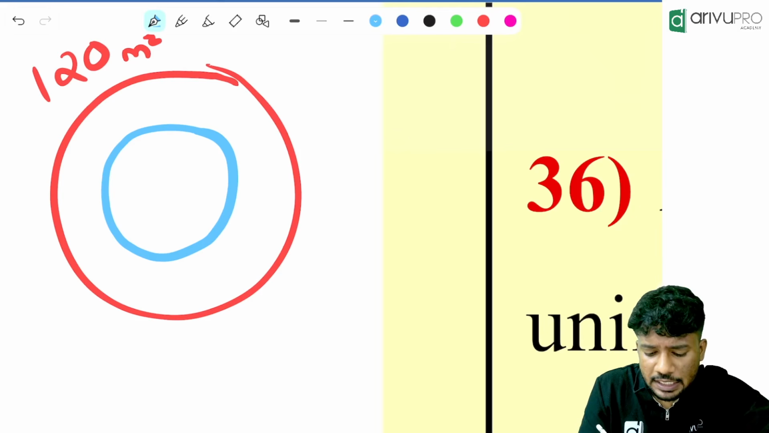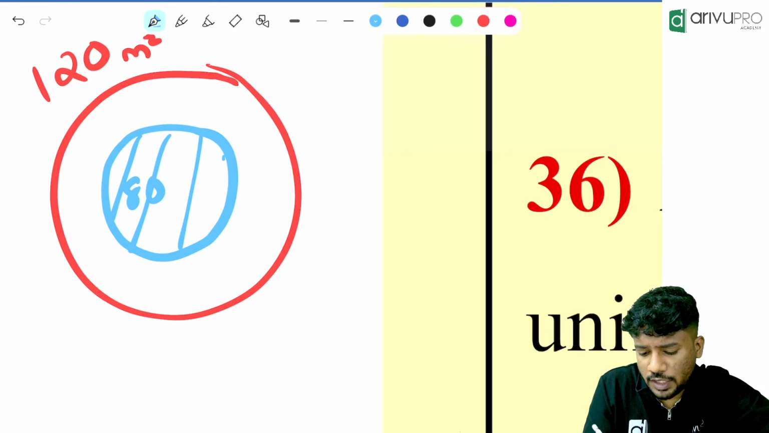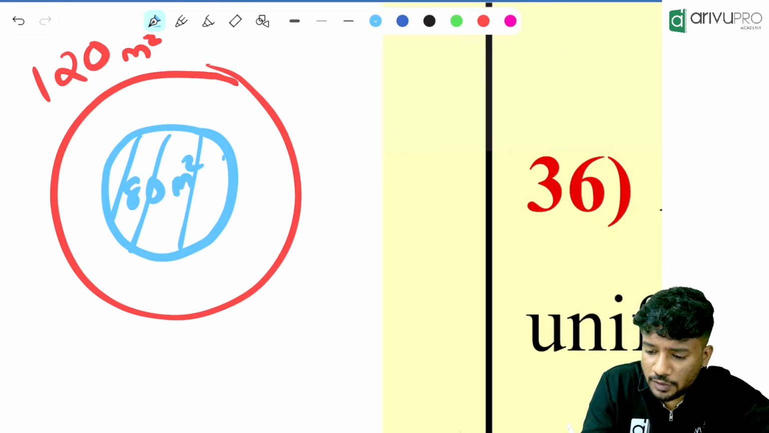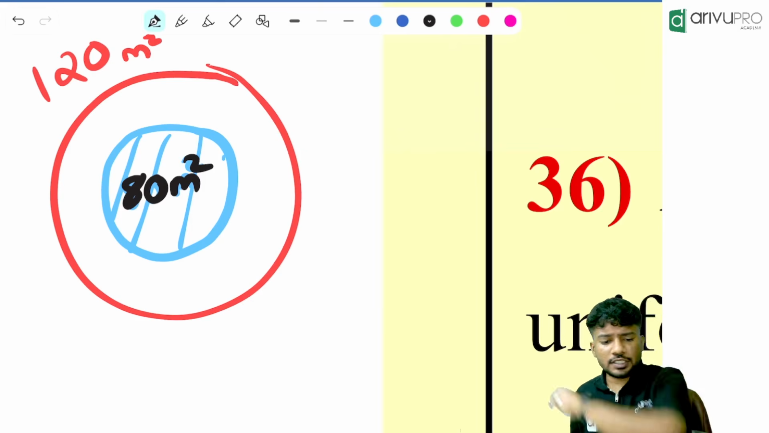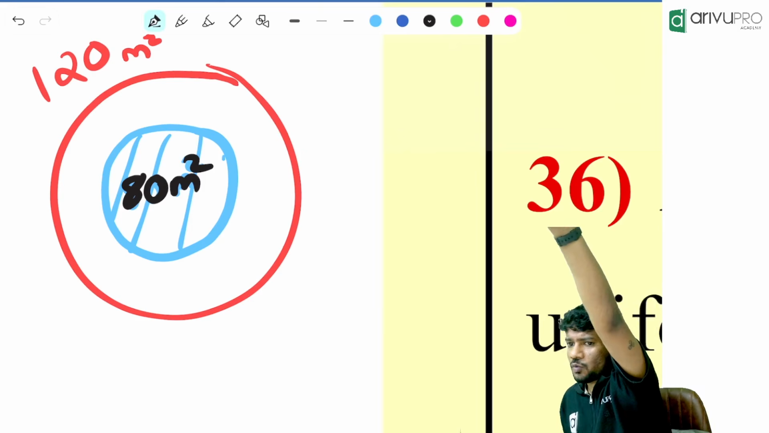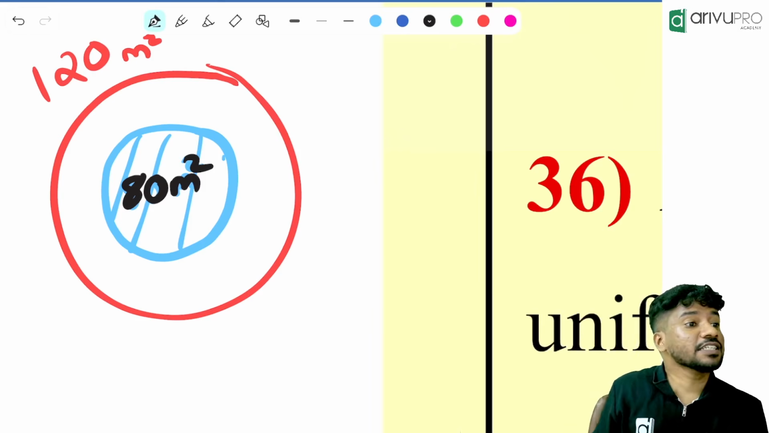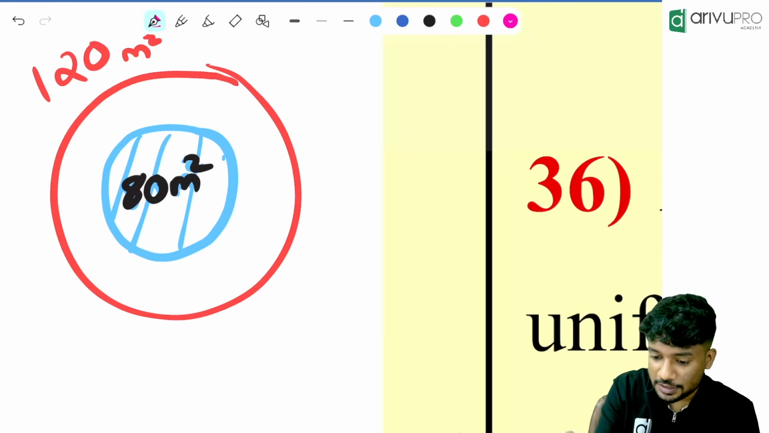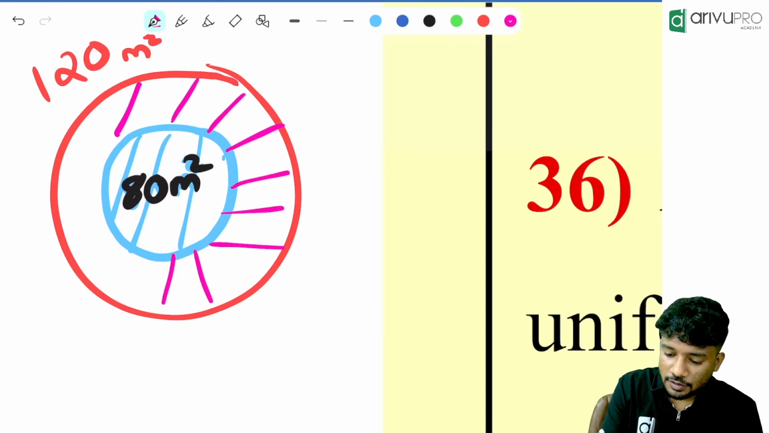And they are telling that the small part of the circle area is nothing but 80 meter square. I will write it with another color, 80 meter square. So total area is how much now? 120 meter square. Then whatever part I cut off is how much? 80 meter square. Now the question is like this. Find me the area of the pink color.